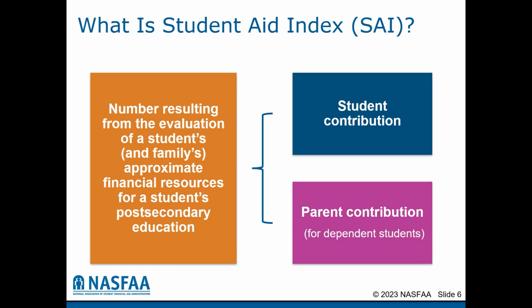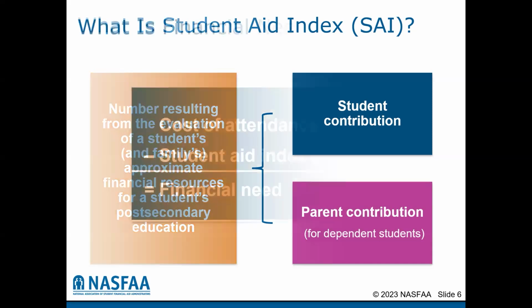The Student Aid Index is made up of two components: the parent's contribution for students who are considered dependent for financial aid purposes, and the student's contribution. The Student Aid Index will be calculated based on the information that you have submitted to the FAFSA and that is pulled from the IRS.